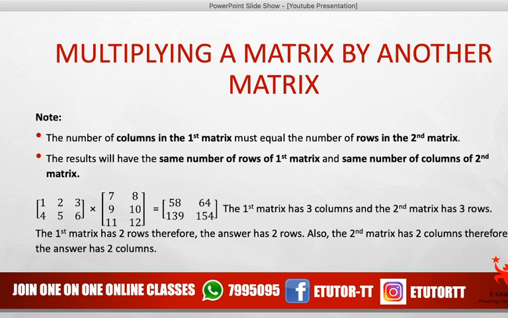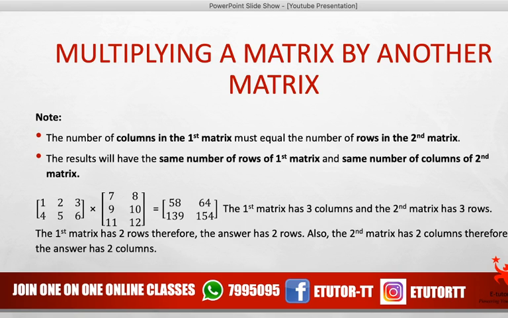Multiplying a matrix by another matrix. Note, the number of columns in the first matrix must equal the number of rows in the second matrix. The result will have the same number of rows as the first matrix and the same number of columns as the second matrix.